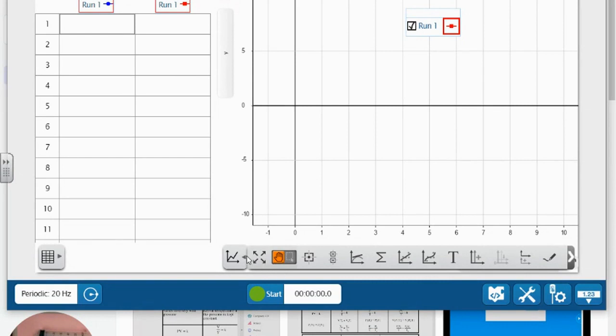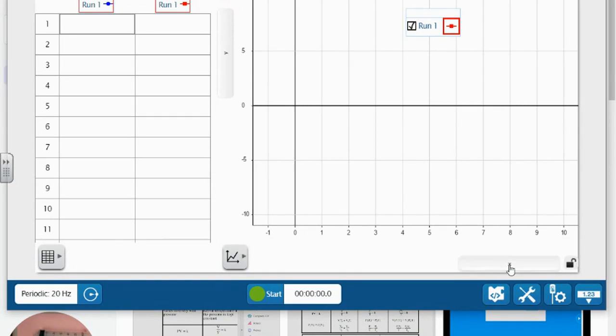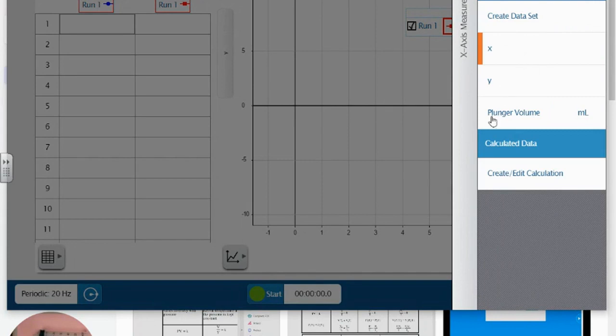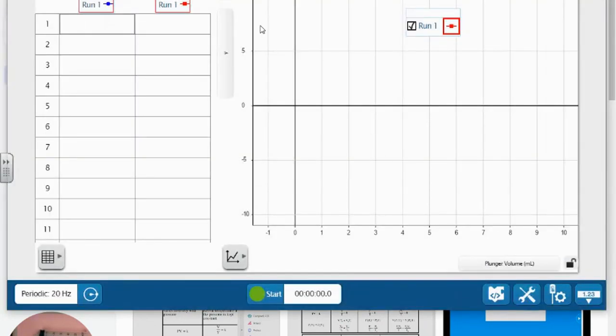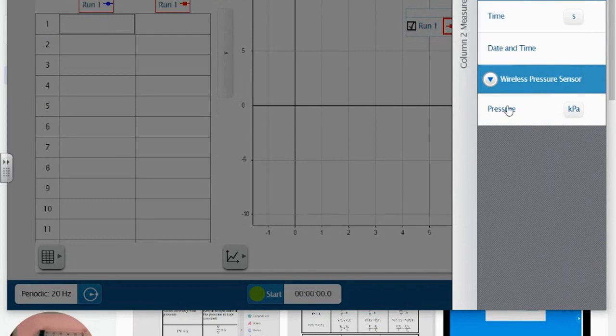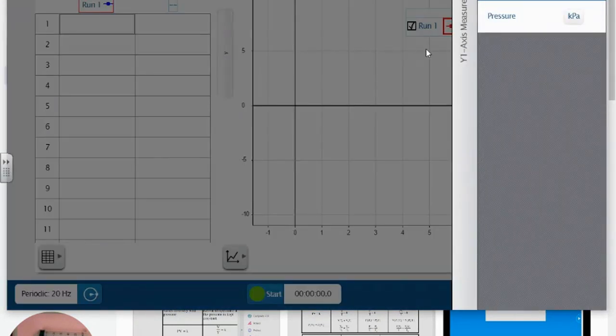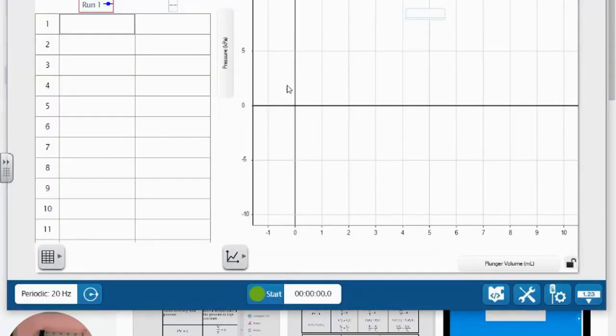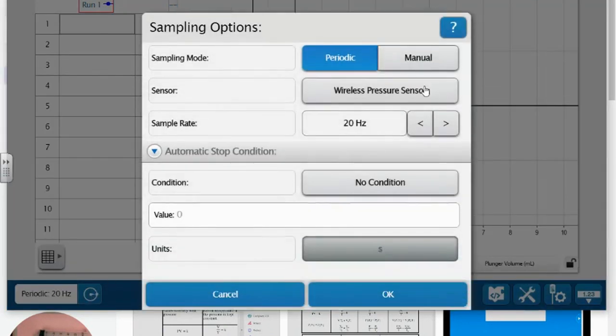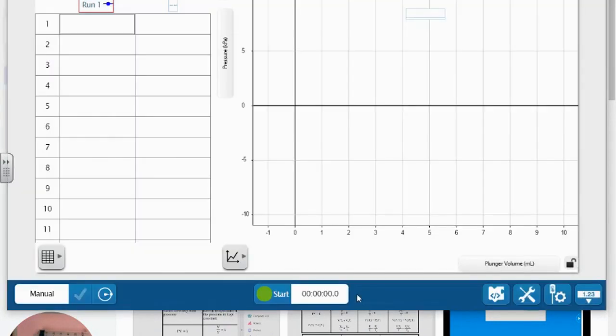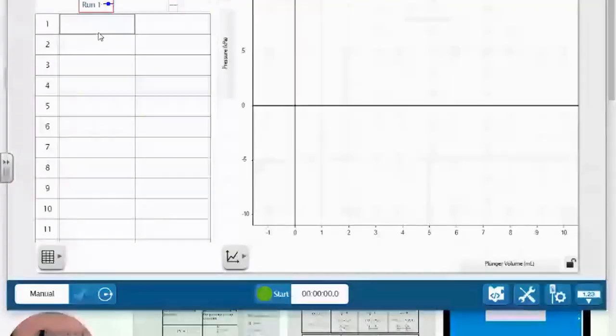And then I'm going to come down over here. Let's close that down a minute. And I'm going to set X to be plunger volume. There we go. Now for Y, on the other hand, I have to have my dependent variable. In this case, it's going to be pressure. Pressure is going to be responding to whatever I give as the volume in the syringe. The last thing I want to do is set this for manual entry. I don't want to use periodic because I'm setting the volume for the plunger values.